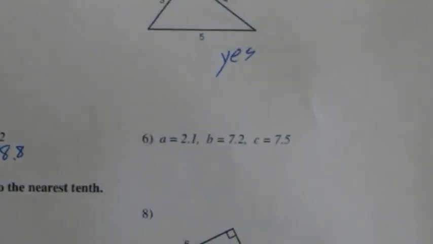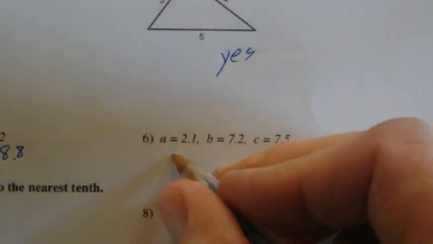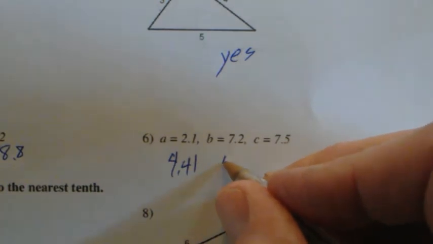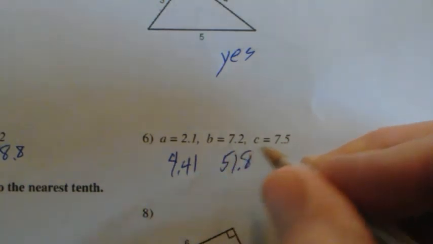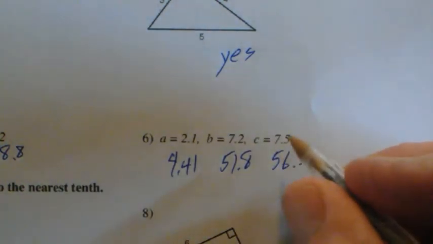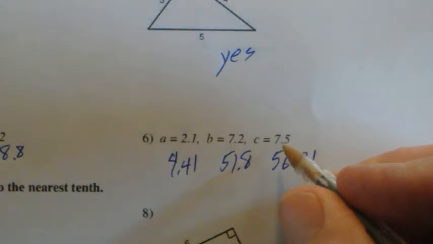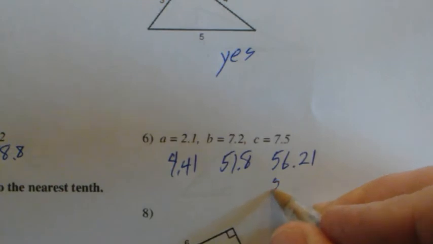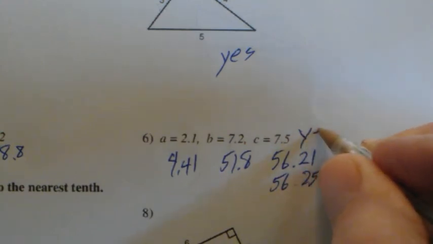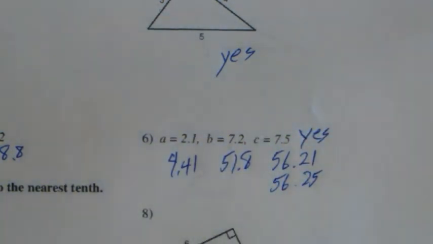How about this one? Well, if you put them in, what did I end up with on this one? 4.41 plus 51.8. I added and I came up with like 56.21. Now if you put 7.5 in, you get 56.25. And I figured they're close enough. They're close enough, so this is a yes. Again, using your calculator to figure those out.